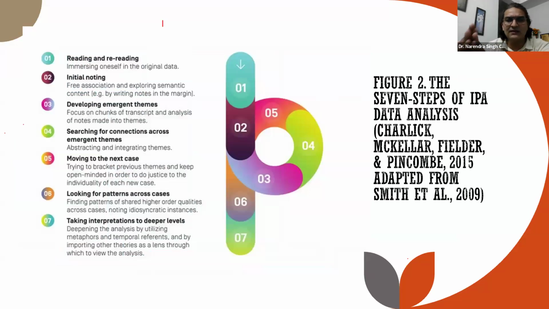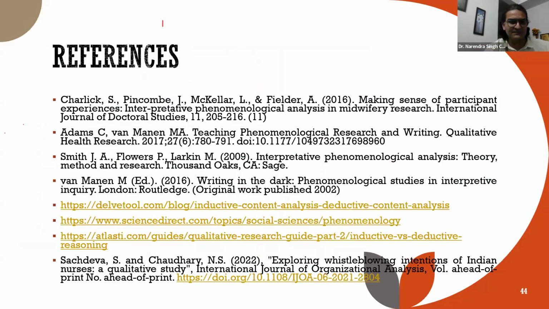So these are largely the steps which we had used. These are the 7 steps of IPA data analysis: reading and rereading the transcripts, initial noting, then developing emergent themes, searching for connections across themes, moving to the next case, looking for patterns across cases, and taking interpretation to deeper levels. So this is all about it.